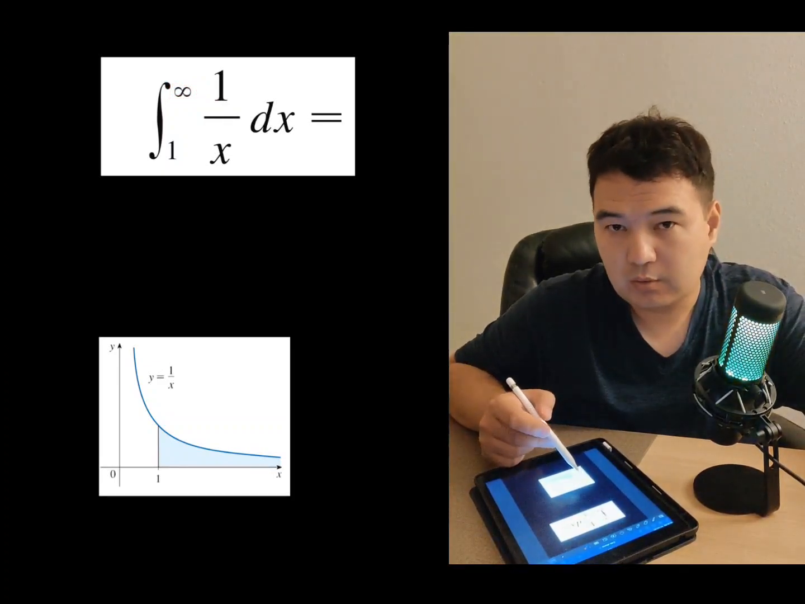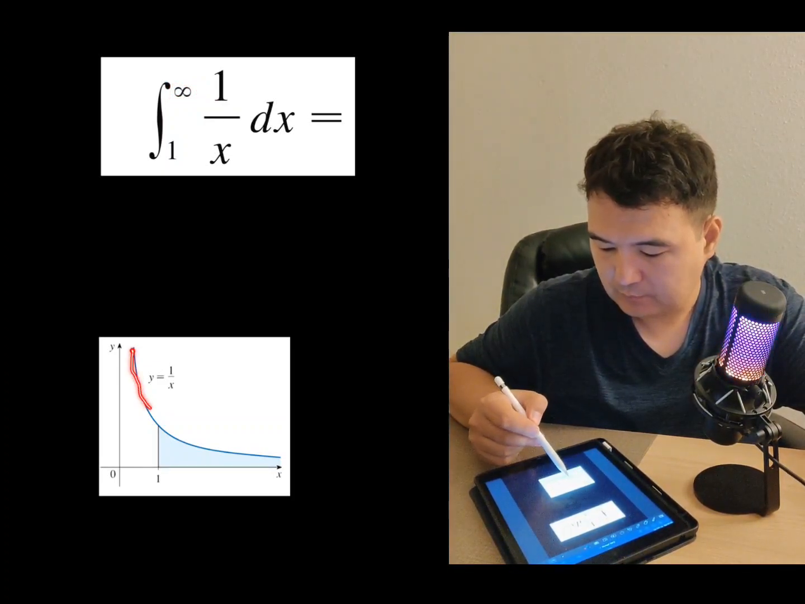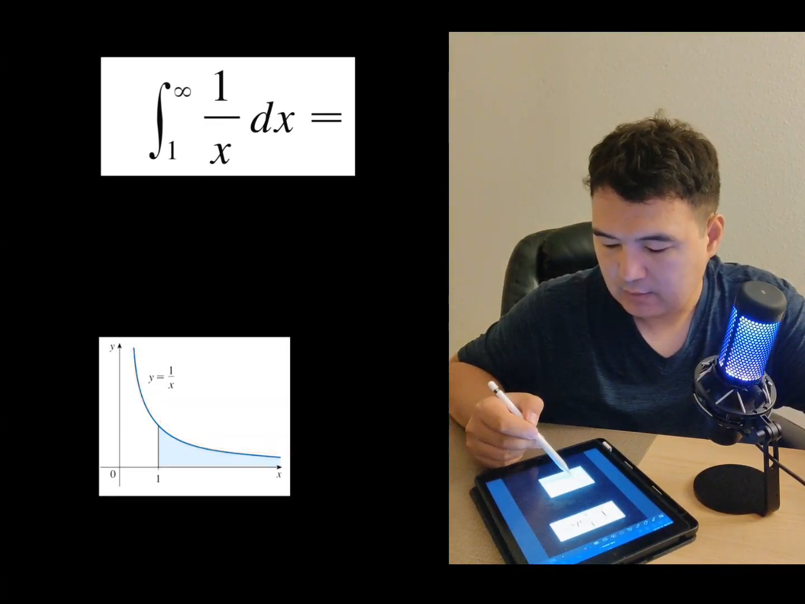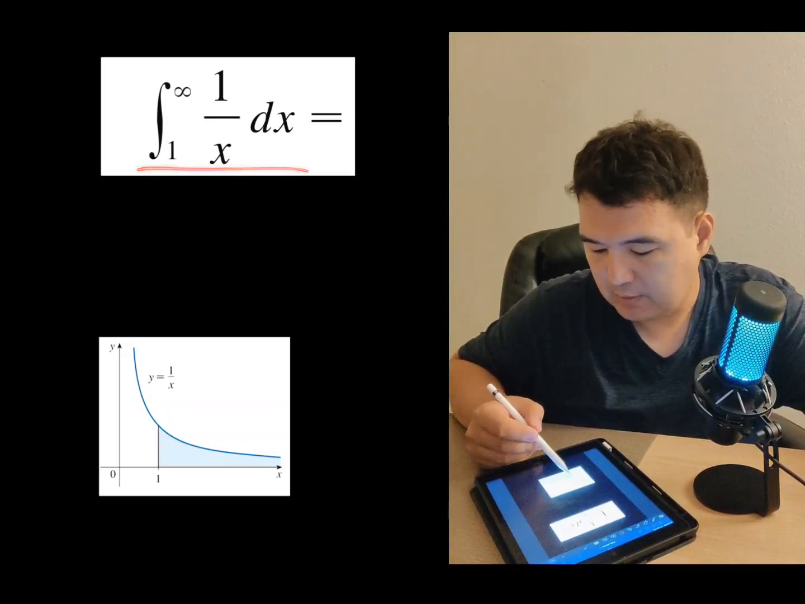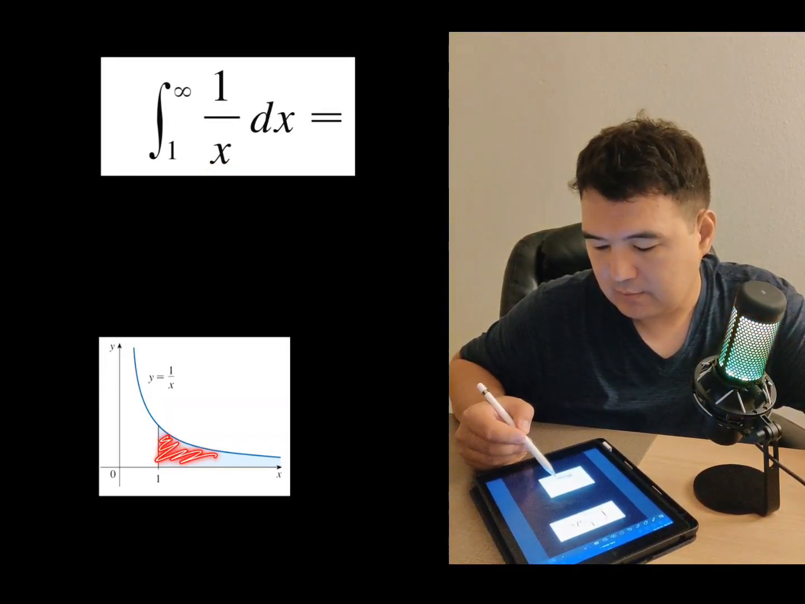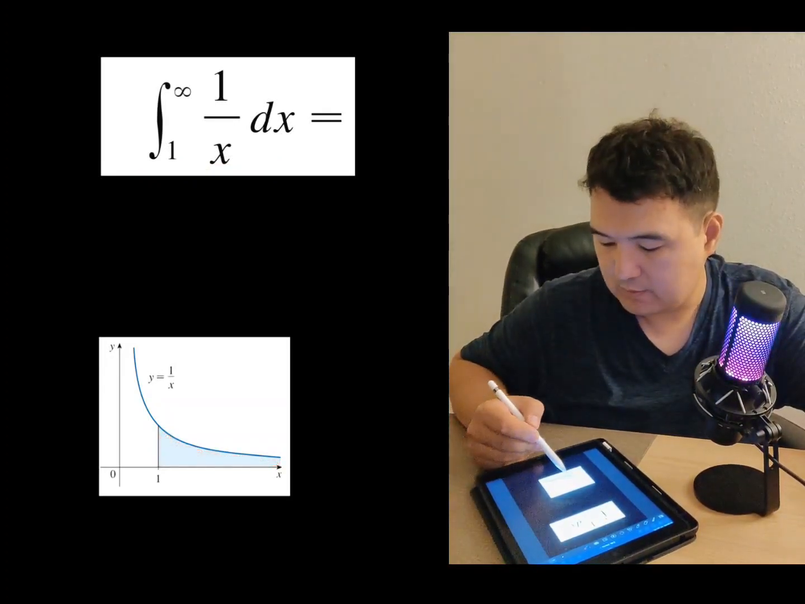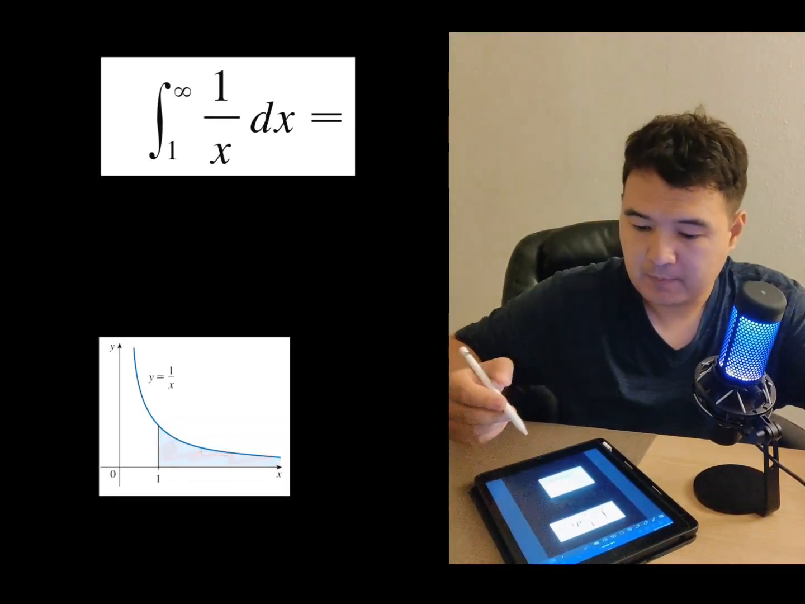If you draw the graph of 1 over x, this is the curve, and everything that we are trying to find, this integral can be seen as this blue region. So what is the area of this blue region?